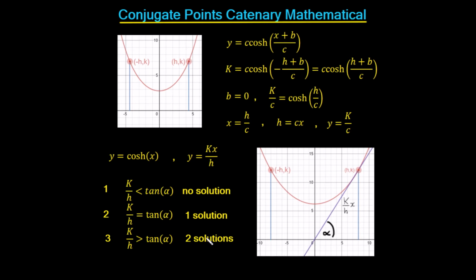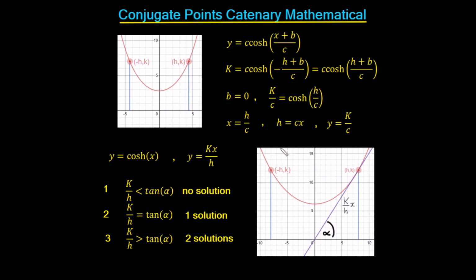Now there's another possibility that k upon h is greater than tan alpha. So if it's greater than tan alpha, then this line here is going to run up like this, and it's going to cut at 2 possible points. So we're going to see that there's going to be 2 possible solutions. So that's what we've seen whenever we looked at it geometrically. We noticed that if you had 2 points, then we could hang the rope in such a manner that we get 2 different catenaries. So these are the 2 solutions.